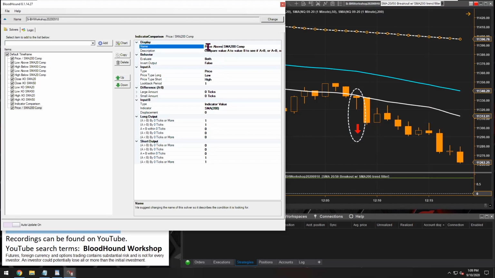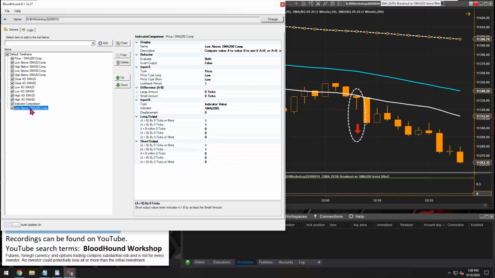So I just need to know when price is above. Actually, I just need to know when the low price is above. Yeah, this will still work. So I need to know when the low price is above the SMA 200, and that tells me I should be looking for long signals only. Just hold that thought here. Let me finish setting this up. There we go.